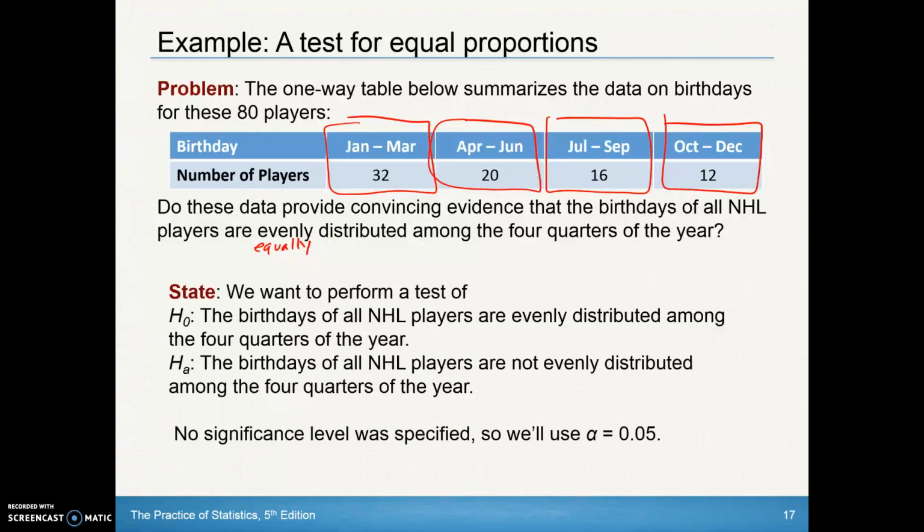So, state, we're going to be on our first box. We want to perform a test of the null hypothesis that the birthdays of all NHL players are evenly distributed, or you could say equally. The null hypothesis has to have some form of equality, distributed among the 4 quarters of the year. The birthdays of all NHL players are not evenly distributed among the 4 quarters of the year as the alternative. There was no significance level specified, so we'll just use our common 0.05.